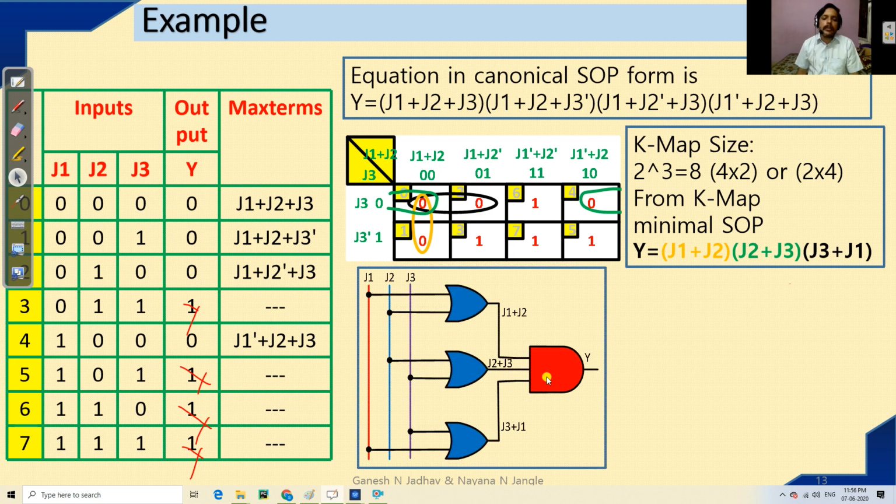So we can implement the judgment. See that whenever the majority is with the 1, the output will produce 1, otherwise the output will produce a 0. So likewise we can design a digital circuit.